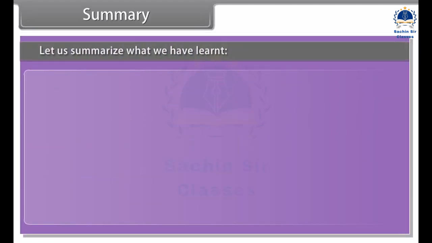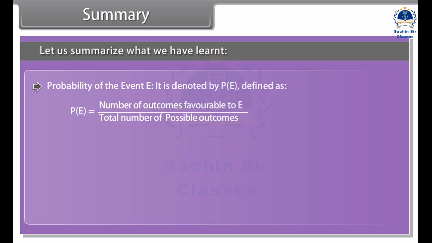Summary. Let us summarize what we have learned. Probability of the event E is denoted by P(E), defined as P(E) equals the number of outcomes favorable to E by the total number of possible outcomes. For any event E, 0 is less than or equal to P(E), which is less than or equal to 1.